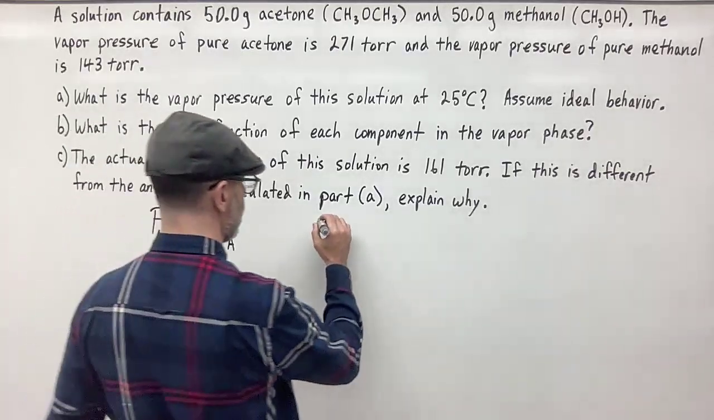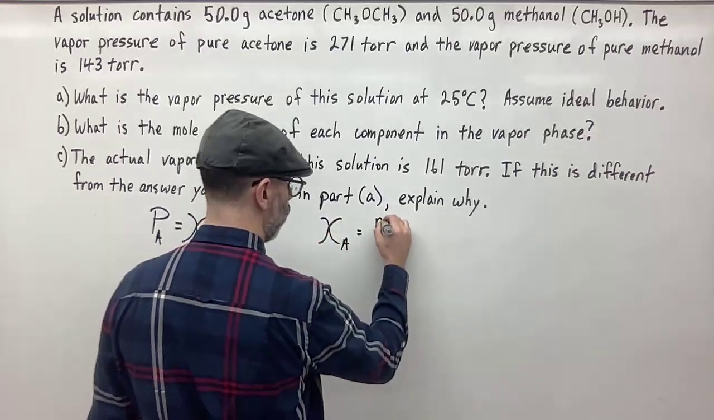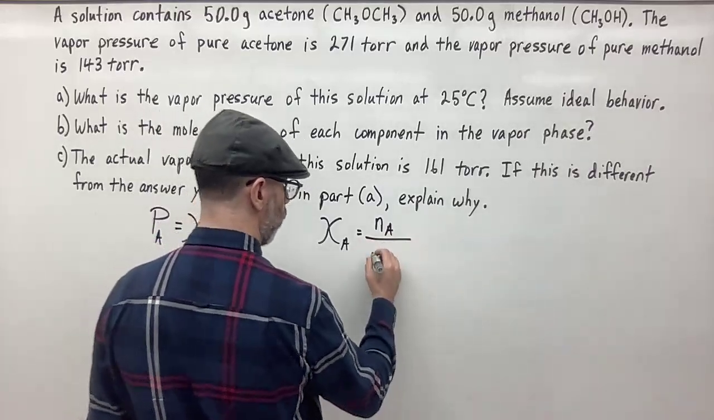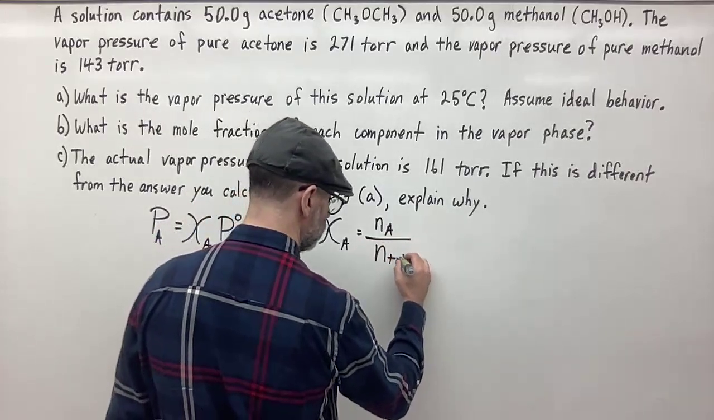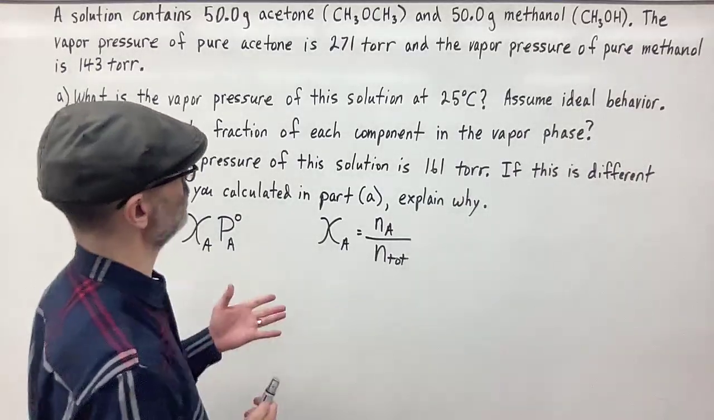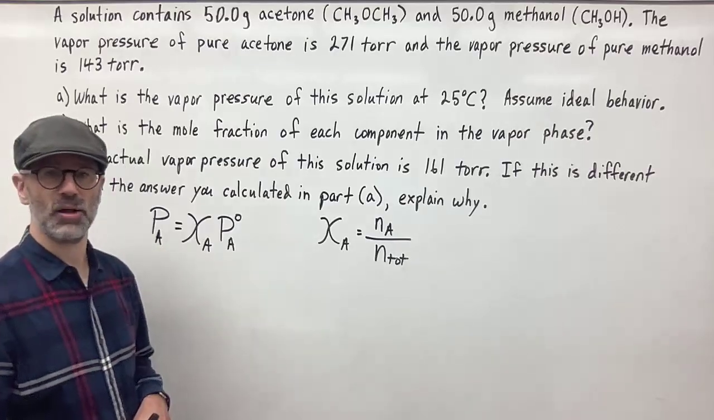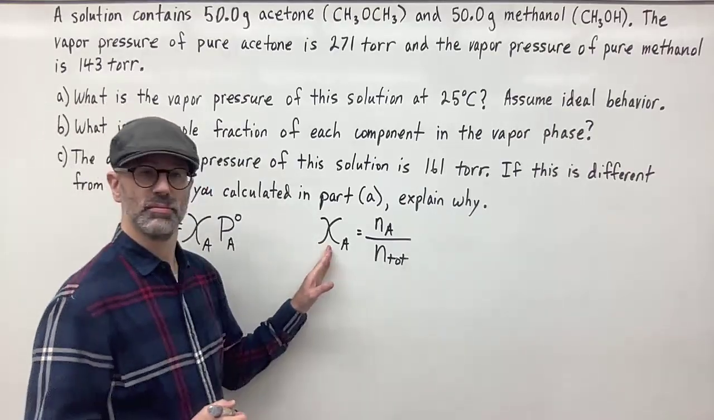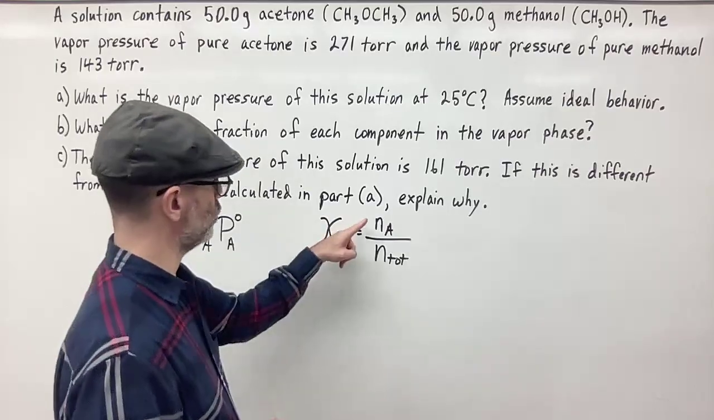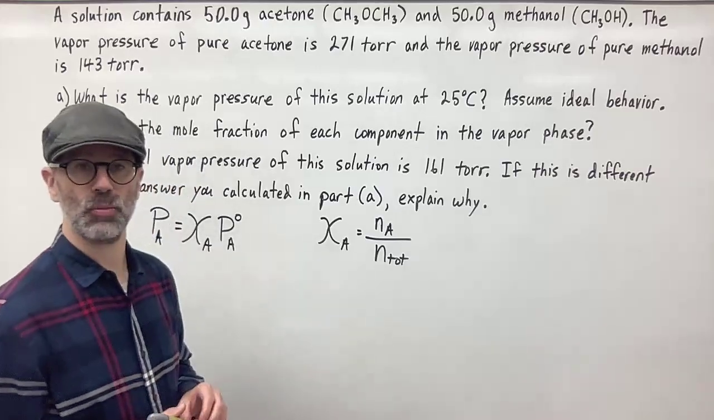So remember, the mole fraction of a substance A is going to be equal to the moles of A divided by the total moles in the solution. So in this case, we have acetone and we have methanol. So I'm going to use A for acetone, M for methanol. So to find the mole fraction of acetone, I need the moles of acetone, and I'm going to need the moles of methanol and add those together to get the total moles.